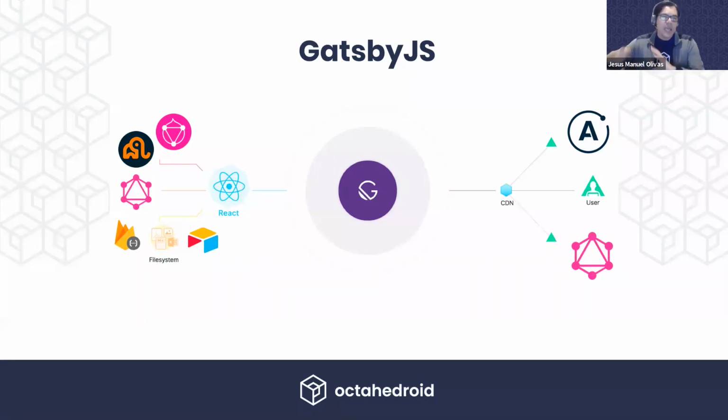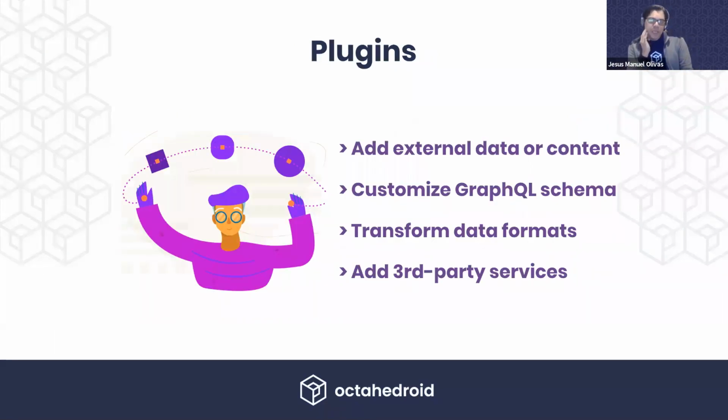Okay, so what would be another benefit of using something like Gatsby? Similar to what we have with Drupal: Drupal has modules, WordPress has plugins. Gatsby has a way to extend the functionality. That concept is called plugins, and plugins allow you to do several things. They allow you to extend your Gatsby site. Think about if you needed to add external data or content.